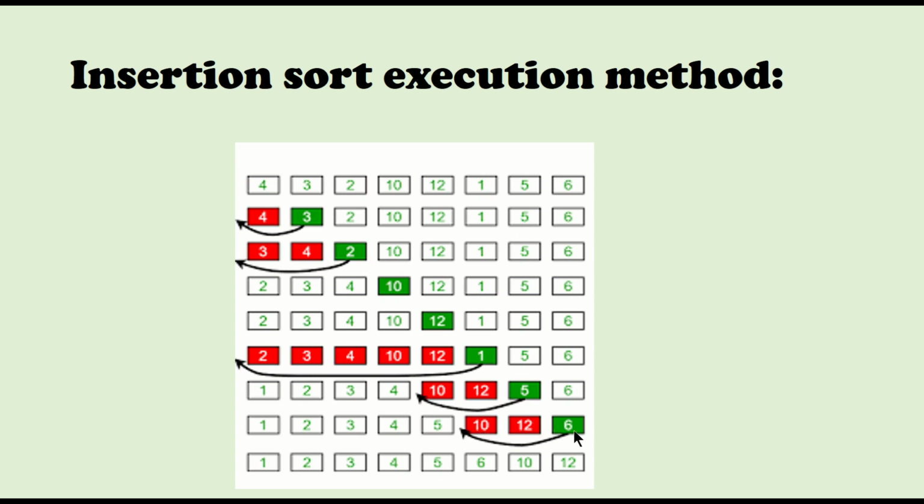Now take the next value, the last value 6. Where is it supposed to be? It should be between 5 and 10. So we are inserting it into the appropriate place. After the insertion of the last element from the unsorted list, we have the sorted list. This is what the insertion sort algorithm is.